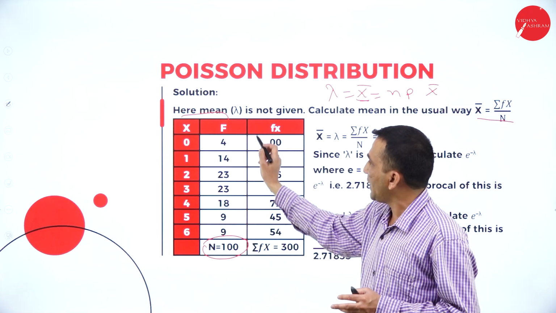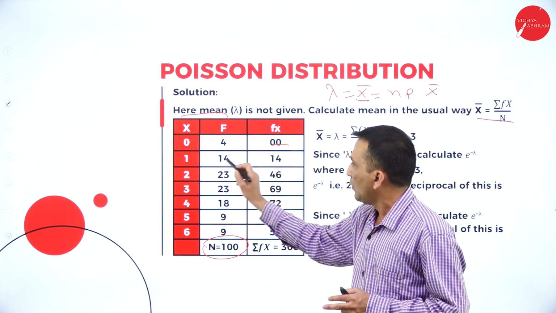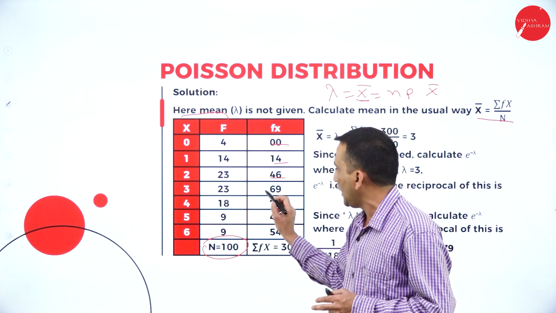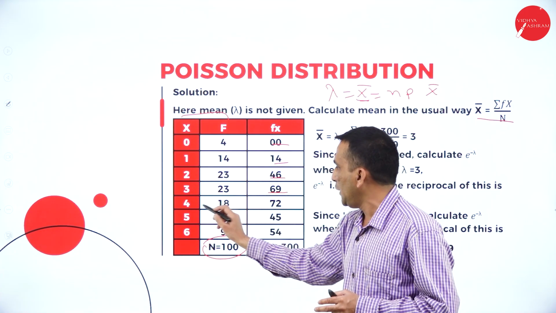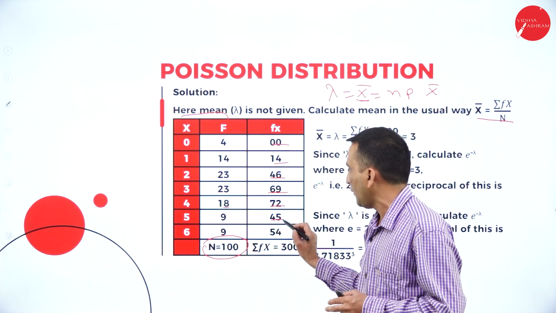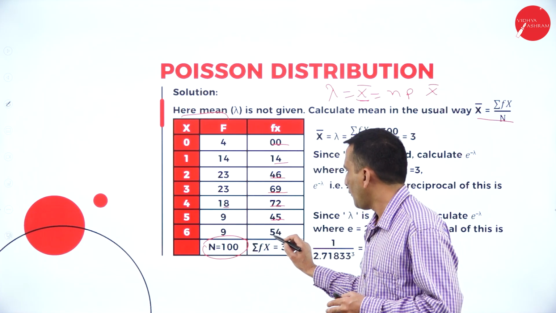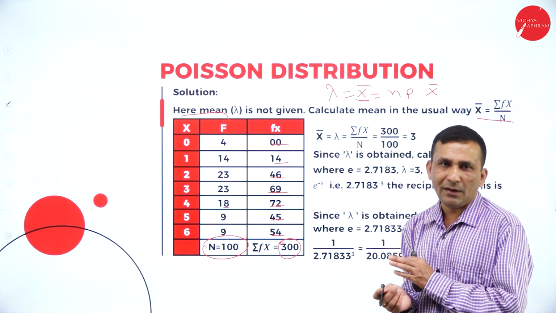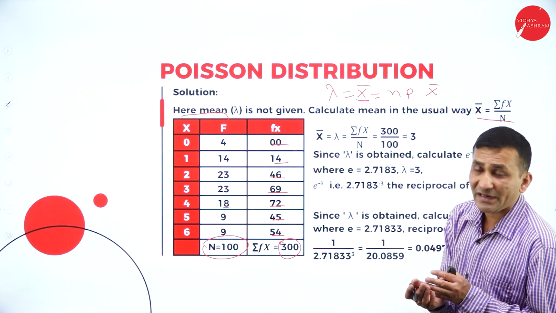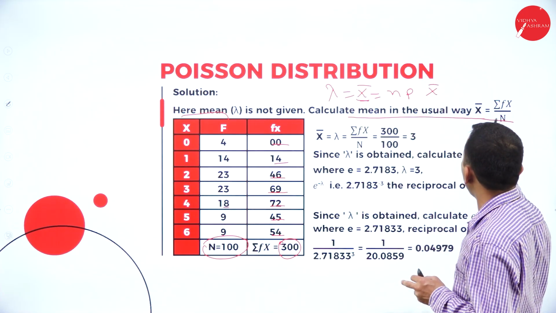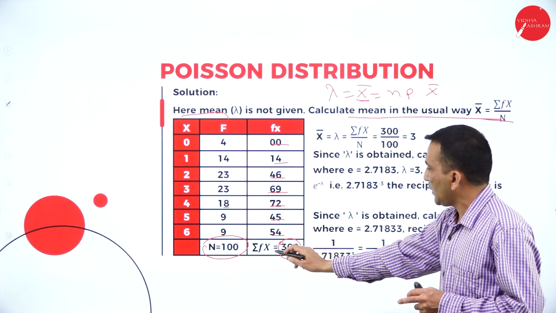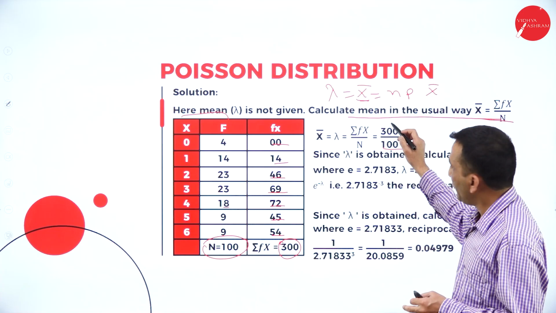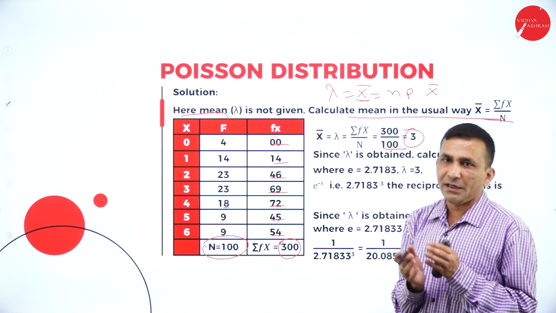Okay, so f into x: 0 into 4 is 0, 14 into 1 is 14, 23 into 2 is 46, 23 into 3 is 69, 18 into 4 is 72, 9 into 5 is 45, 6 into 9 is 54. If you take the total, we are getting 300. Now we can easily find the lambda value, which is always equal to x bar. Calculate the mean using the formula: sigma fx is 300, N is the frequency total, which is 100. If you simplify, the lambda value is 3.